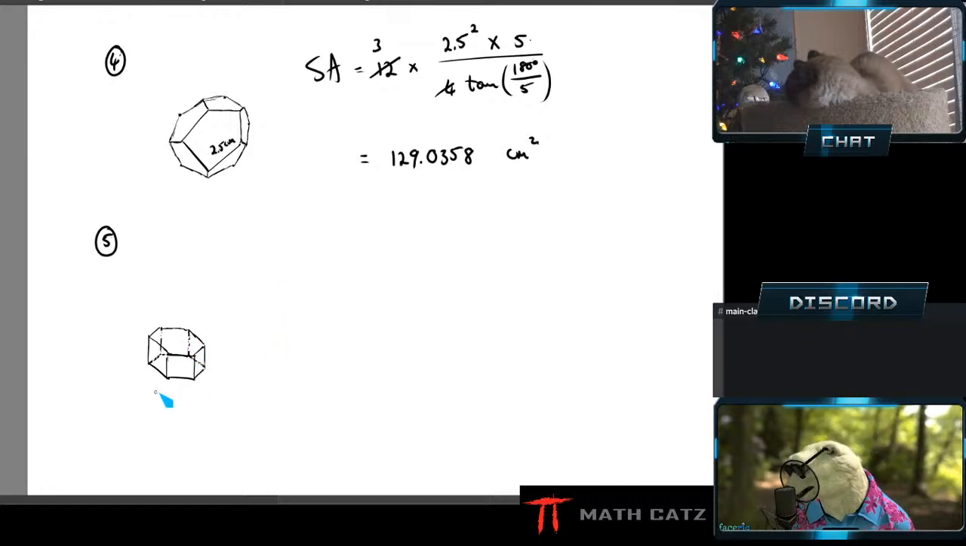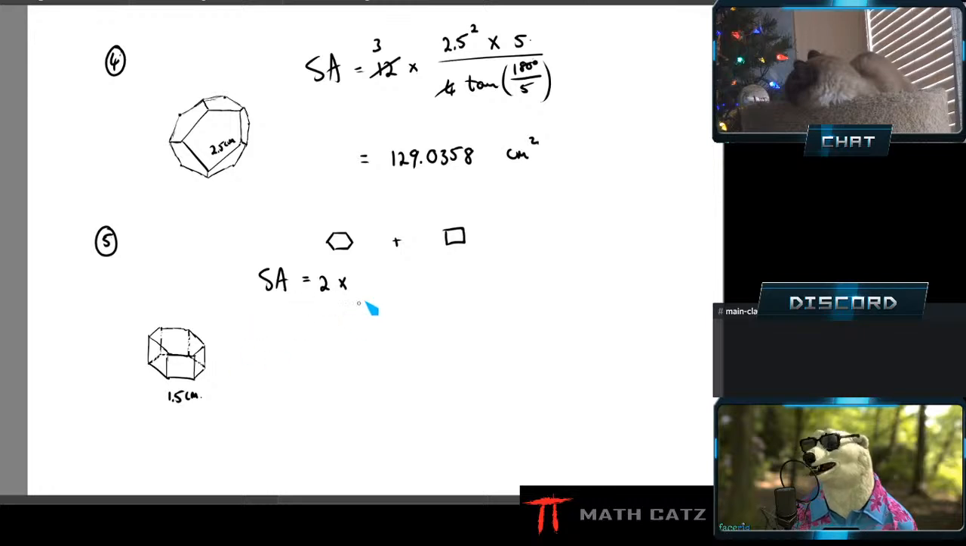Hexagonal prism. Why is it so low? I don't know. Side length is 1.5 centimeters. All the side lengths are the same. Semi-regular polyhedron. So surface area is the surface area of my hexagons and then of the squares. I have 2 hexagons. For the hexagon, I'm going to need the formula: 1.5 squared, side length squared, times the number of sides of a hexagon over 4 tan of 180 over the number of sides of the hexagon.